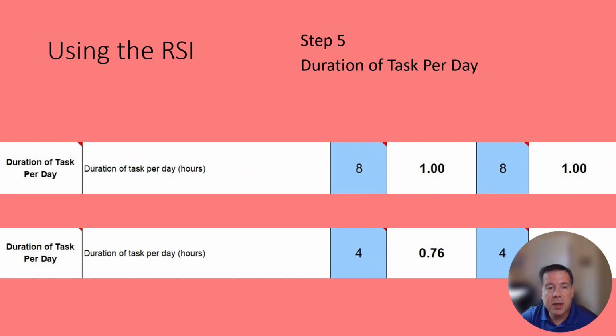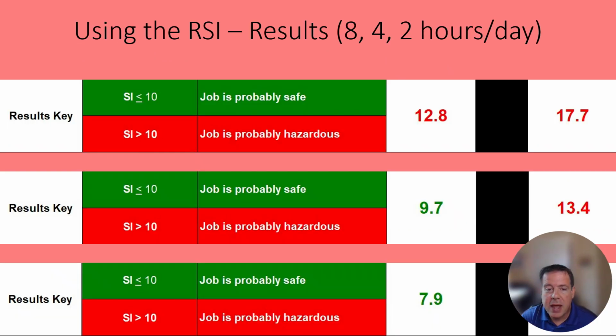The last outcome on this is the duration per day. Most workers are working 8 hours a day, so it's a one. But if it's 4 hours, half that, the last duration multiplier is 0.76. So we looked at the final outcomes here, looking at 8 versus 4 versus 2 hours a day.